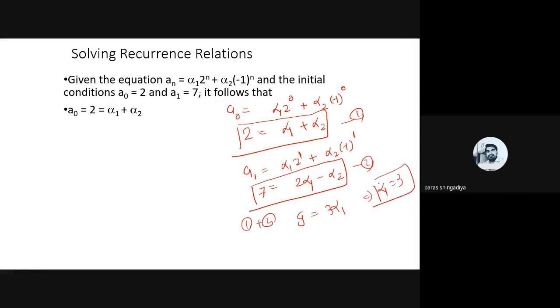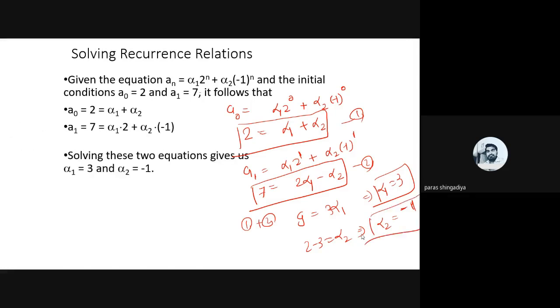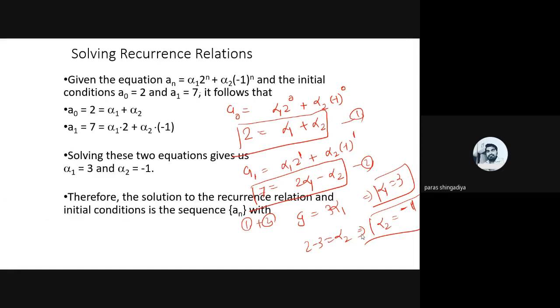Okay, and now put alpha 1 here. So 2 minus 3 is equal to alpha 2, and therefore alpha 2 is equal to minus 1. Okay, so these are the values of the constants. So alpha 1 is equal to 3 and alpha 2 is equal to minus 1 after solving this, and therefore our final answer, the solution of the recurrence formula, that is alpha 1 2 raised to n plus alpha 2 minus 1 raised to n. So alpha 1 is equal to 3 and alpha 2 is equal to minus 1. So 3 into 2 raised to n minus 1 of minus 1 raised to n. This is the solution of the recurrence formula.